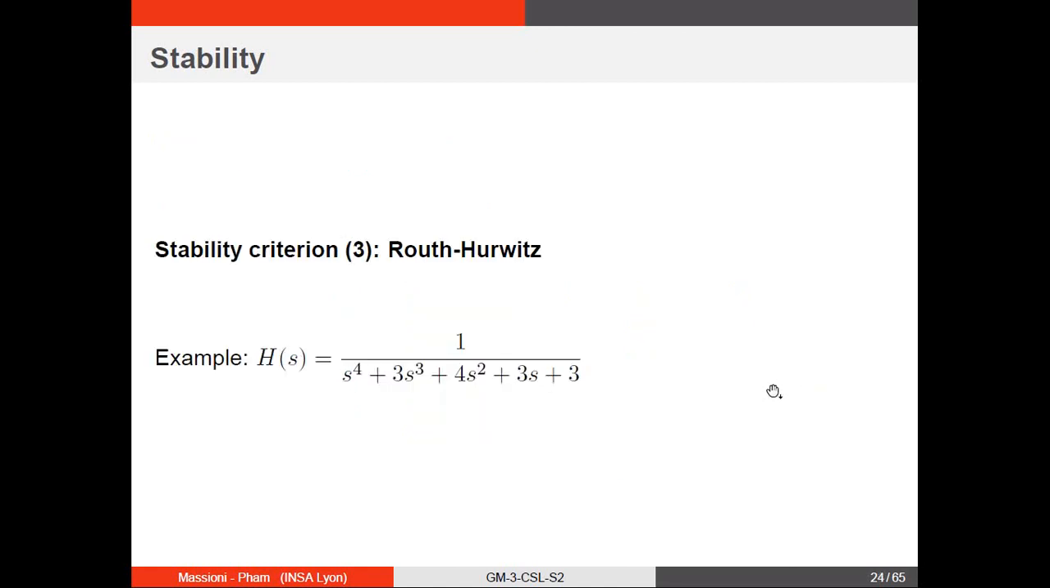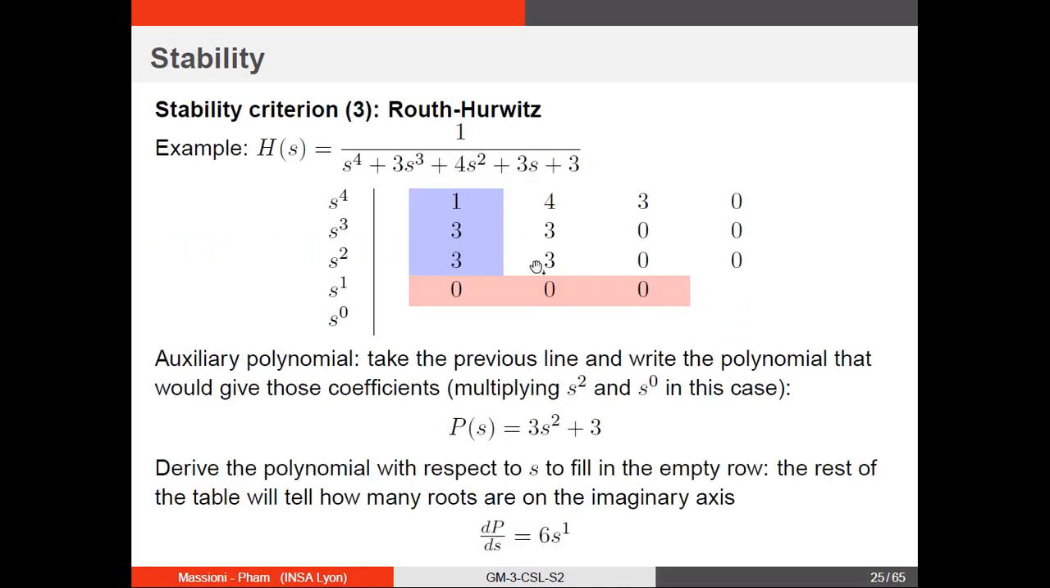Let's see another example over here. This is an example of the second special case. You can look it up if you wish, but otherwise just be happy to do this part over here. So you can do it, and at some point you have a line all of 0. The system is not BIBO stable. If you are interested in knowing how many roots you have on the imaginary axis, you can continue with this trick over here. Otherwise, we are just happy to know that this is not BIBO stable.